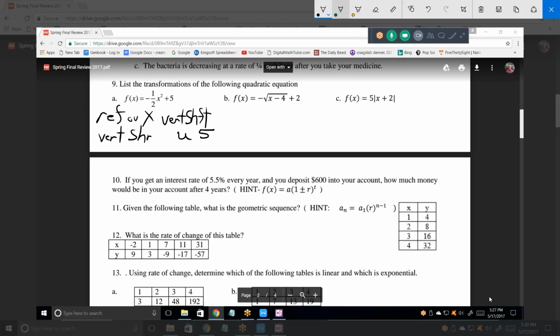Now, number B, what is the parent function? If you don't know the parent function, it's awful hard to figure out the transformations. Take away anything that looks like a transformation and tell me what's left. We have x equals square root of minus x. No, that minus sign is outside the function. There's the parent function. G of x is equal to the square root of x.